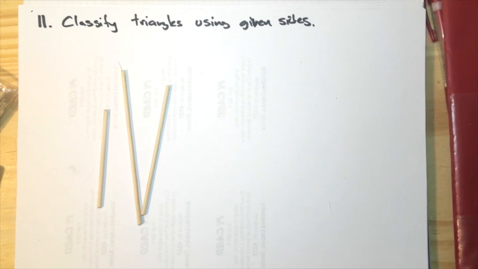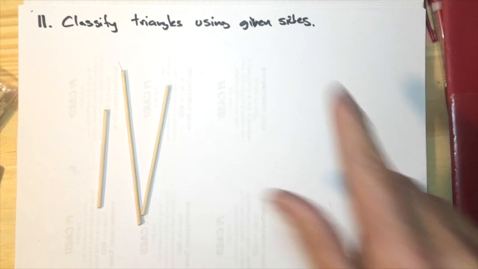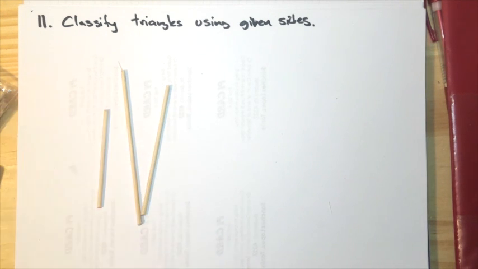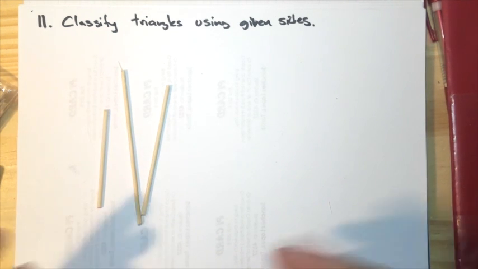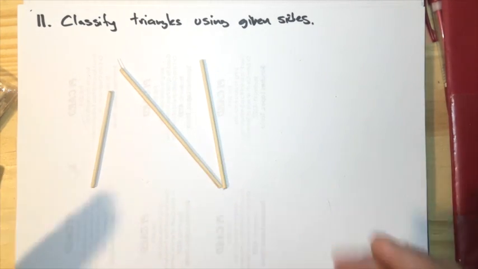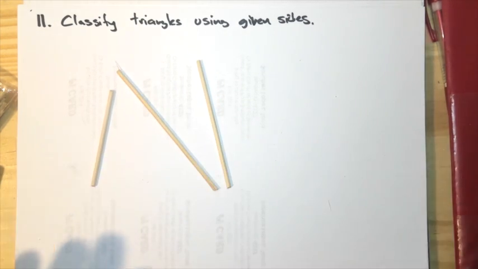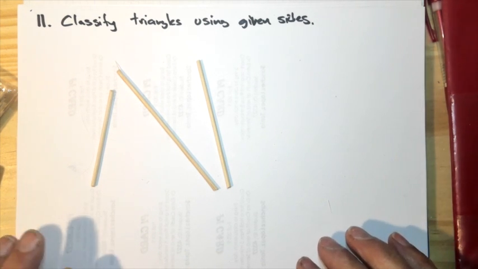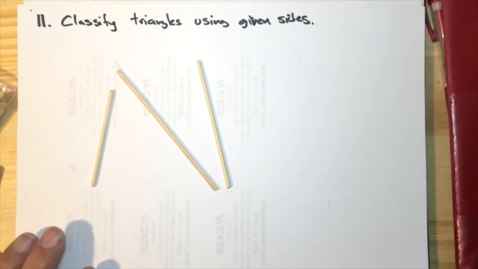Today we're going to be looking at concept number 2 from that concept inventory I gave you, classify triangles using given sides. So this is the idea. If I'm given 3 sides of a triangle, like suppose I'm given these 3 sticks and I want to make a triangle out of it, could I tell whether it's right, acute, or obtuse?